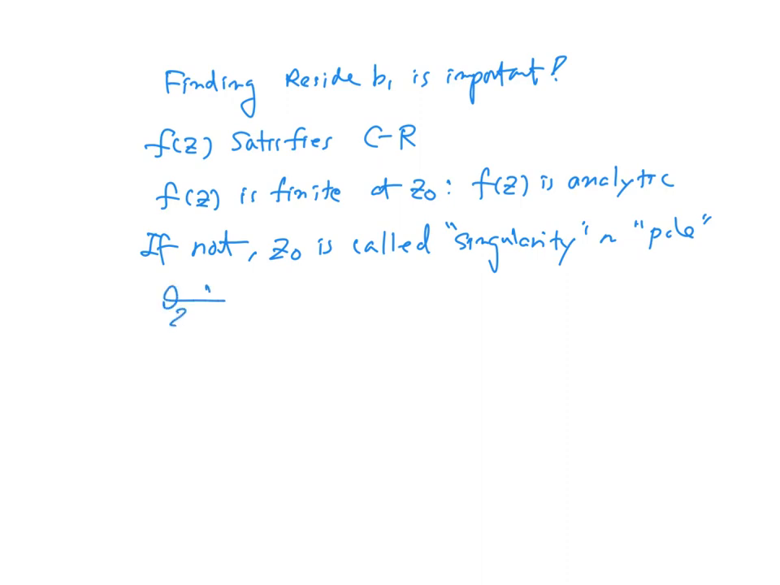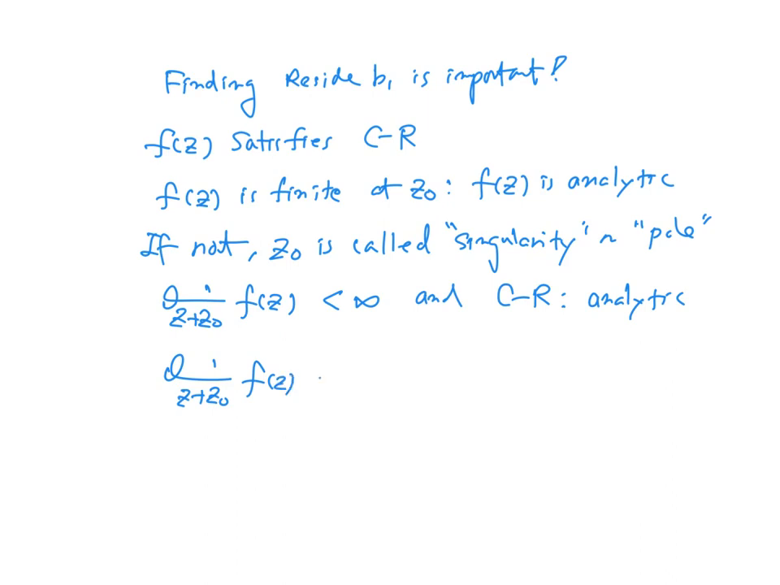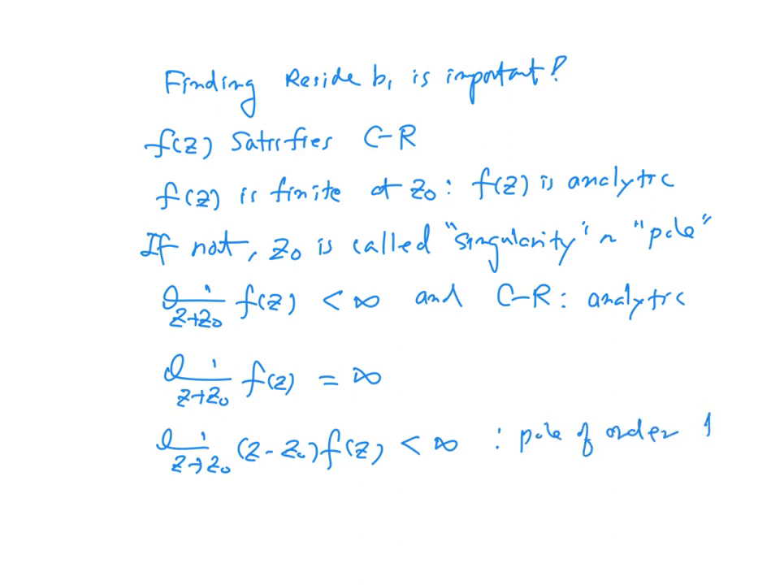So when f(z) is finite and CR holds, then it is analytic. If it is infinite and, when multiplied by (z minus z0), it becomes finite, then it is a simple pole of order 1, or simple pole.